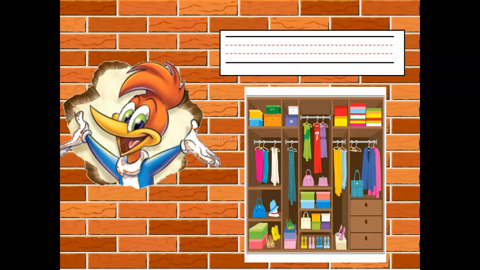And the last word here. What can you see in this picture? I can see a wardrobe. And inside this wardrobe, there are so many clothes, bags, also boxes, and heels, also hats. So we call this a wardrobe.